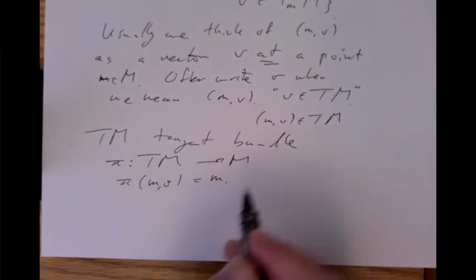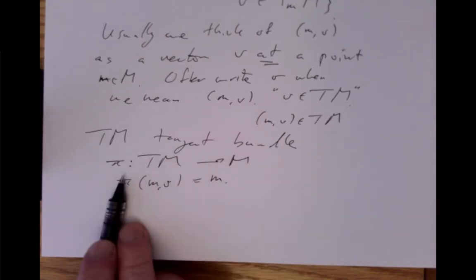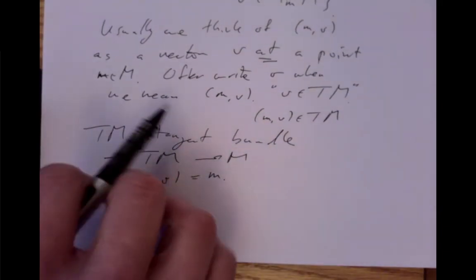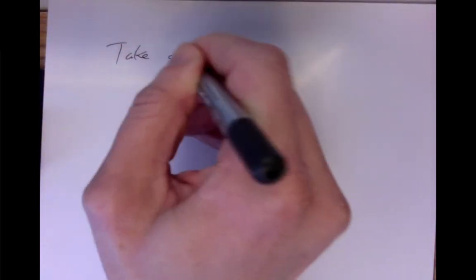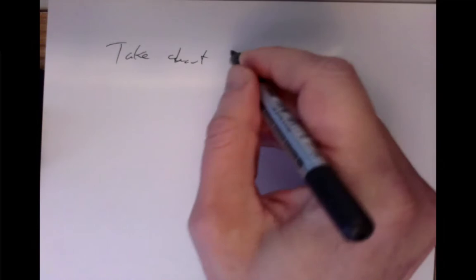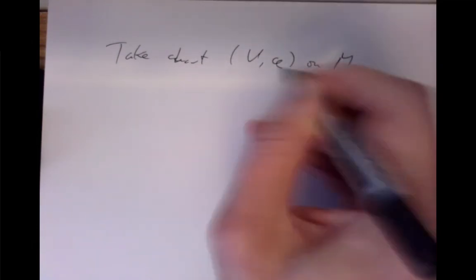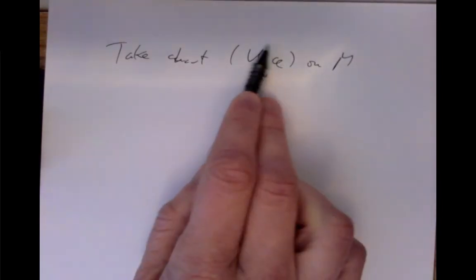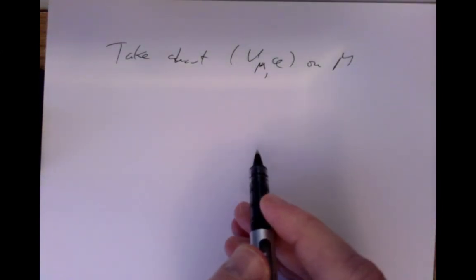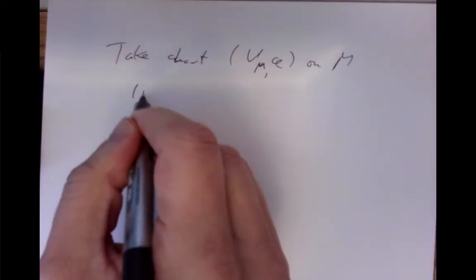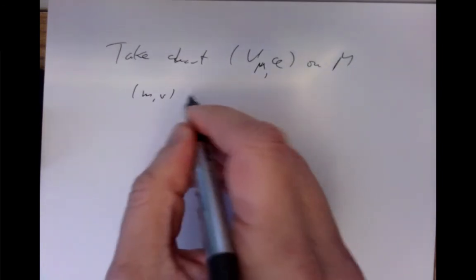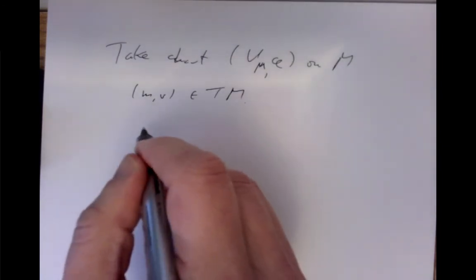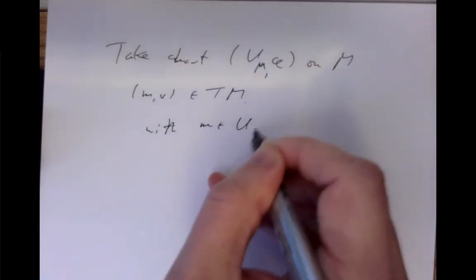Now I want to put somehow charts onto TM, and I want to make it into a manifold. I want to make this into a smooth map. So to do that, I have to start with a chart on M. So we take a chart, say U_M, phi on M, and I'll write it that way to remind myself it's an open set of M. And then what I can do is to take each element MV in TM with M in this open set.